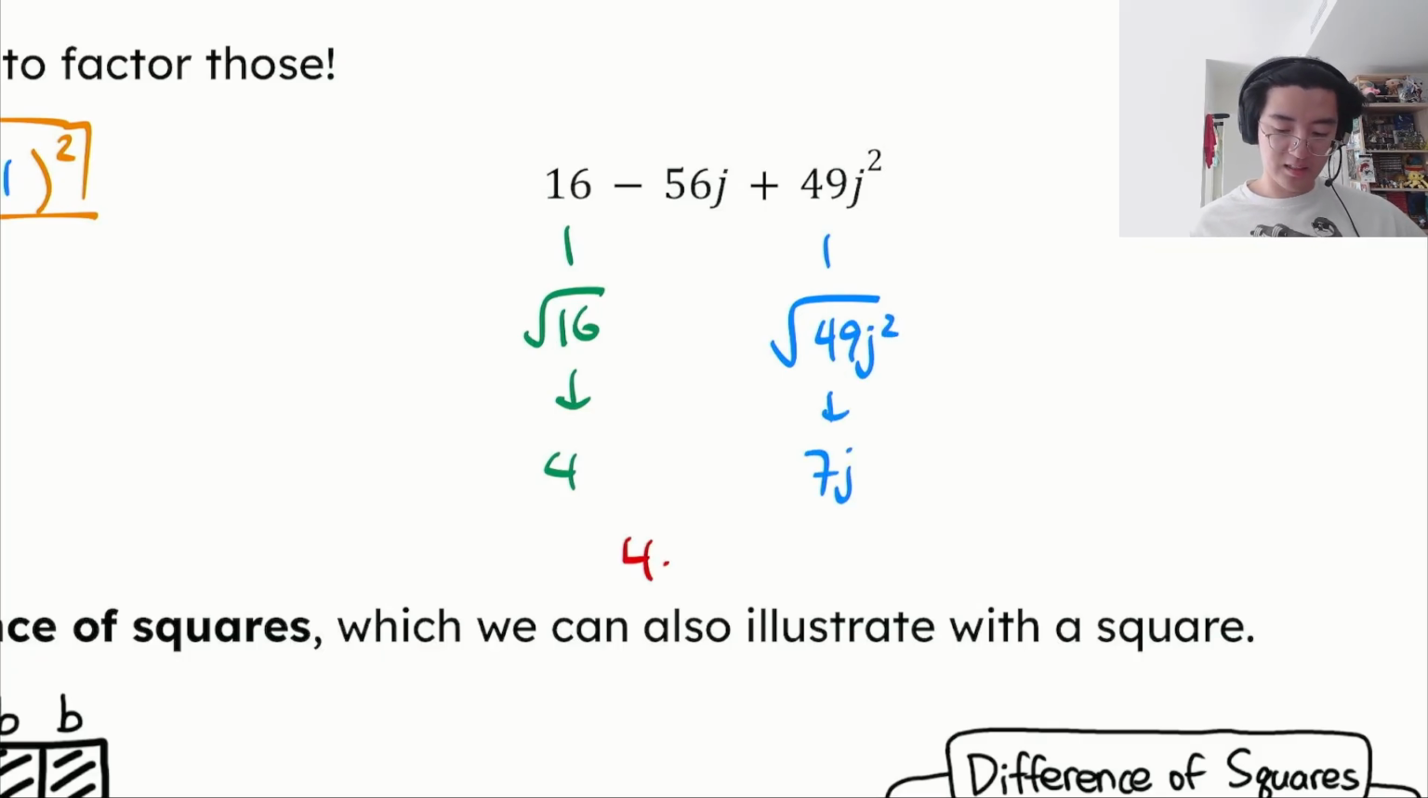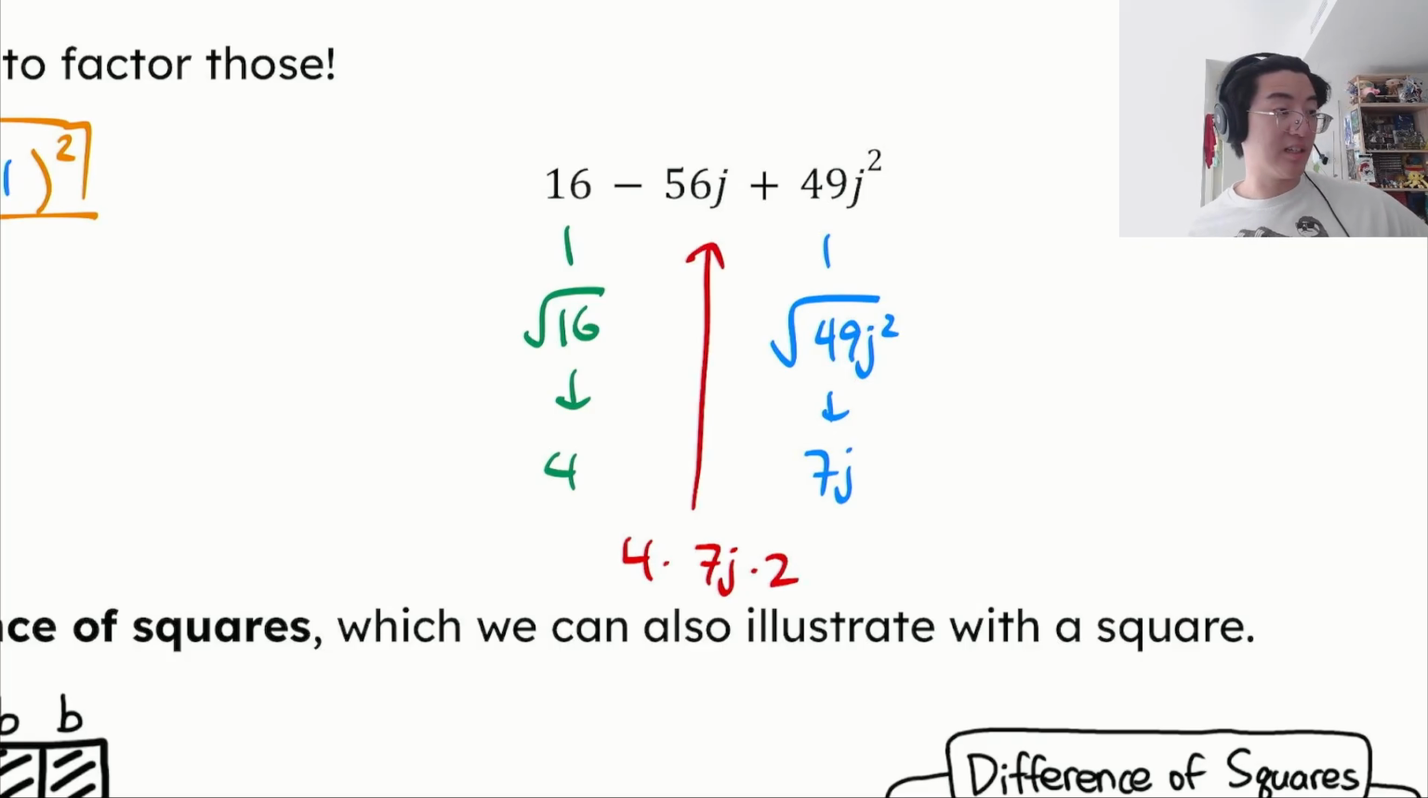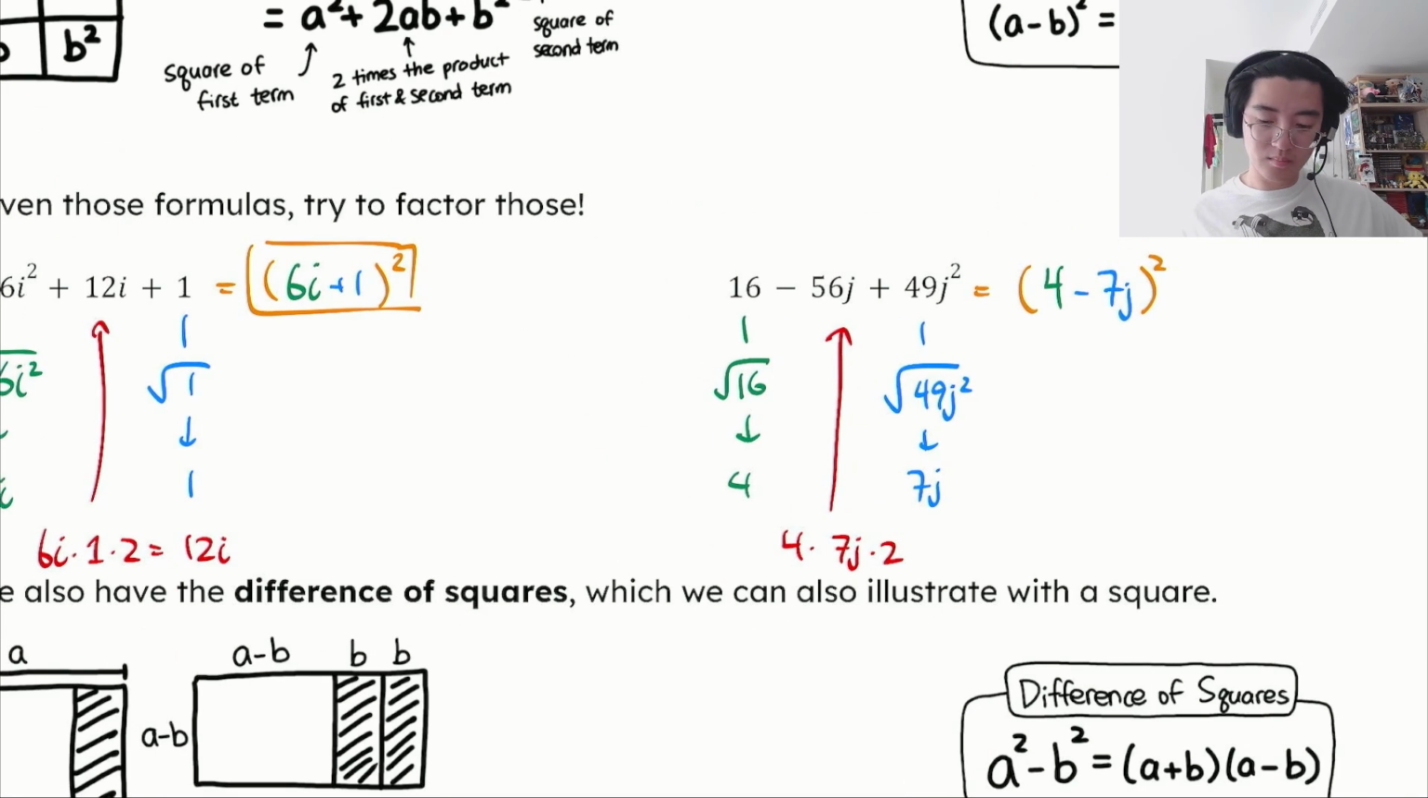Okay, we can check this. Alright, that indeed multiplies to 56. Remember, it is negative 56 we want. So when you write it out, make sure that it's minus. Okay.